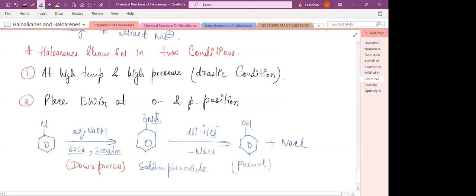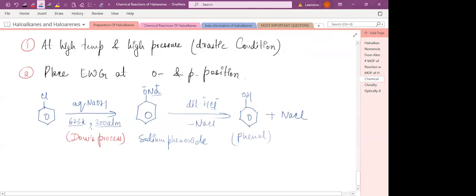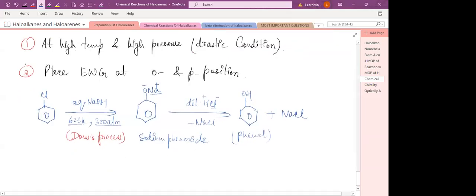What is the nucleophile over here? OH minus is your nucleophile, right? So first, it does not happen directly here. First, it just forms the sodium phenoxide ion. After that, when you add acid to it, you will get phenol, and sodium chloride will be produced as a byproduct. Okay, so that's the first condition.